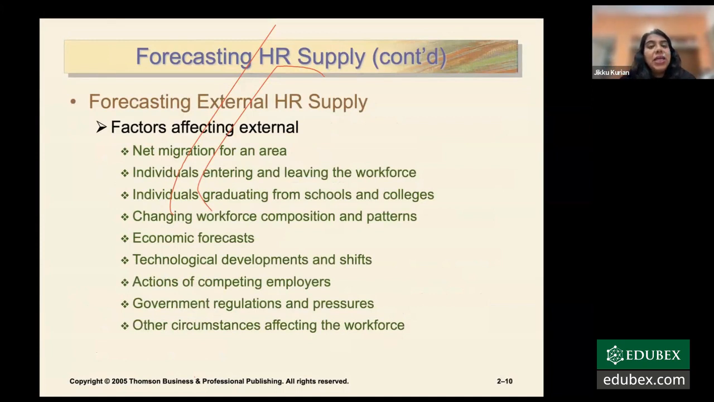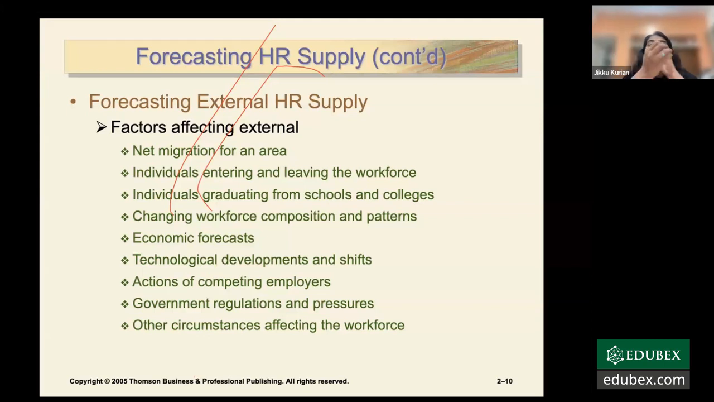Now if you look at the factors which affect the external HR supply, the first is net migration for an area. How many people are interested in actually migrating to an area? If it is a very rural area where facilities are very few, and people migrate along with their families and children, they will always take into consideration school facilities, college facilities, other living standards and all those things. If those kinds of facilities are less, people will be hesitant to move. If climatic conditions are not good, people will be hesitant to move.